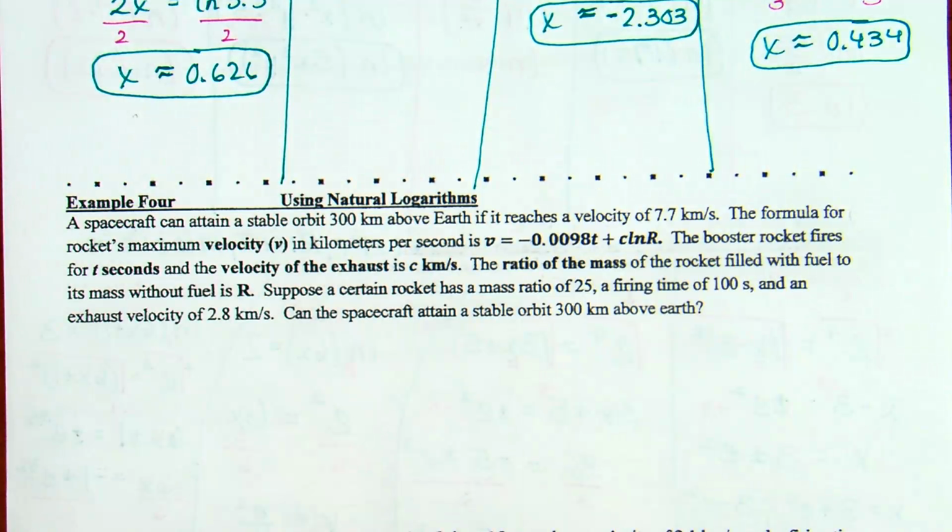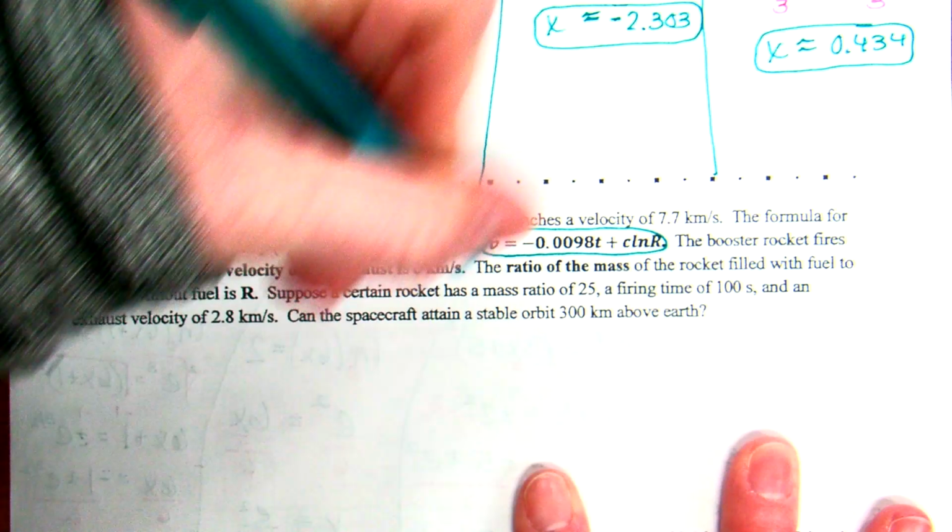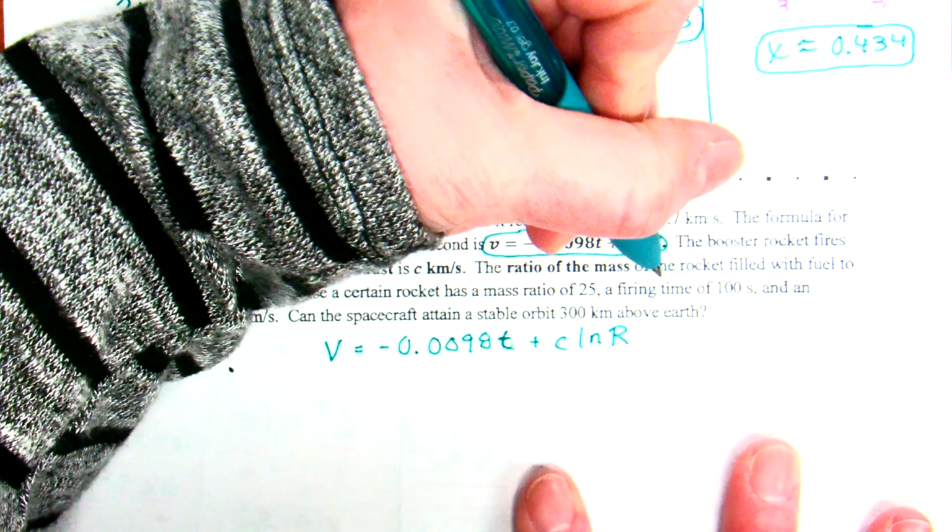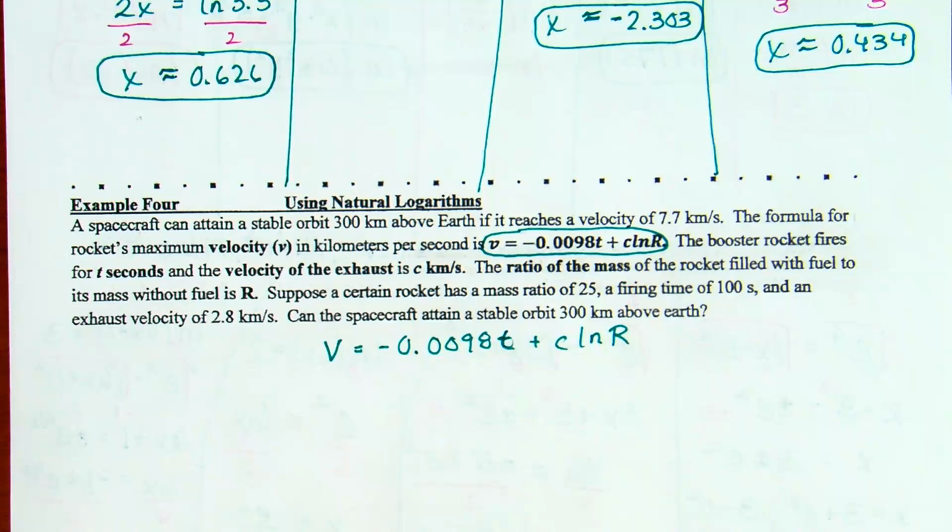That's a lot of information. It is, isn't it? A lot of work. But I did step 1. What was step 1? Read it. So you've at least heard bits and pieces of the problem, right? And now it's dissecting it all. Did you notice something important in there? It gave us an equation. So let's grab that equation. V equals negative 0.0098 t plus c natural log of r.